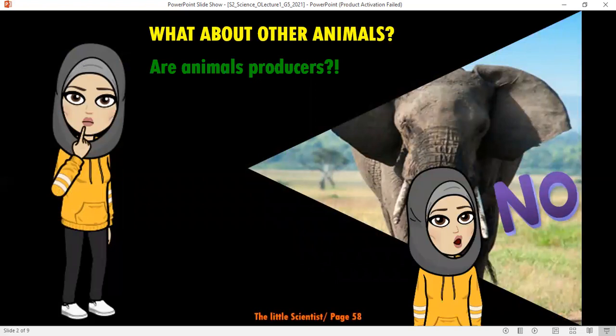Do they have stomata to take in carbon dioxide or roots to take water from the soil? Do they use sunlight energy to mix them and to produce sugar? No, they don't do that.